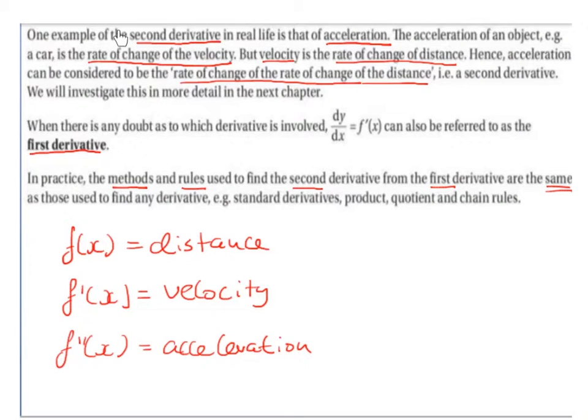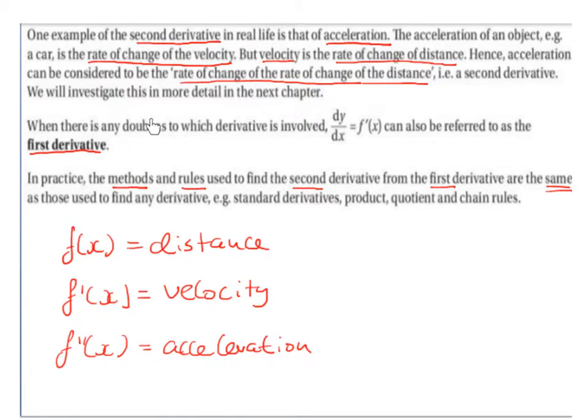One example of the second derivative in real life is that of acceleration. The acceleration of an object, for example a car, is the rate of change of the velocity. But velocity is the rate of change of the distance. Hence, acceleration can be considered to be the rate of change of the rate of change of the distance, i.e. a second derivative. We will investigate this in more detail in the next chapter.